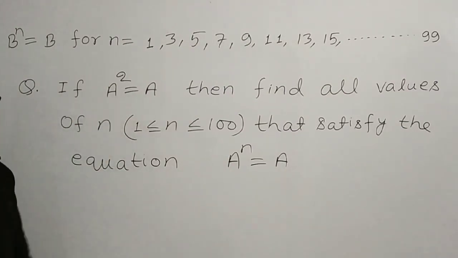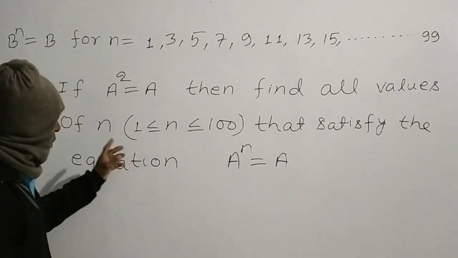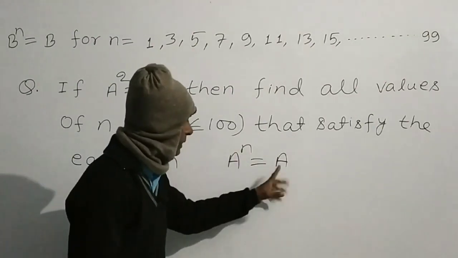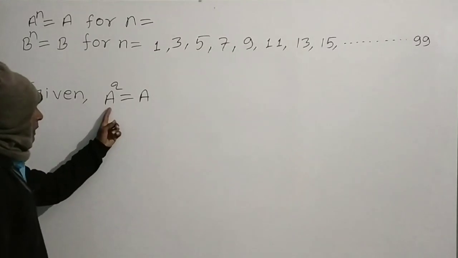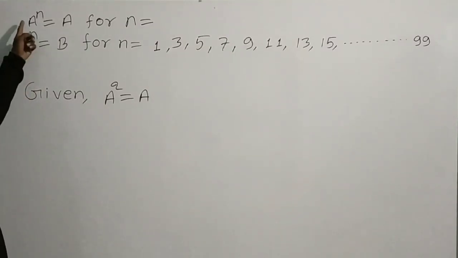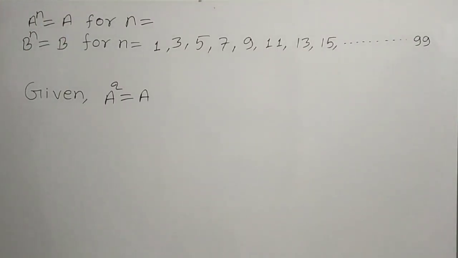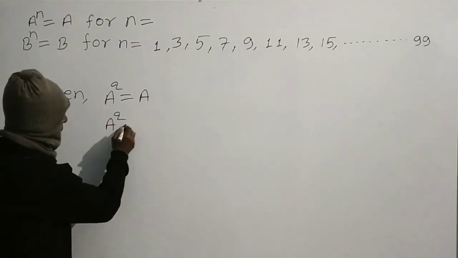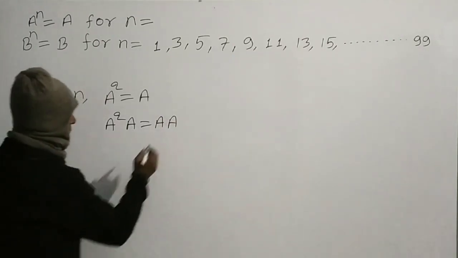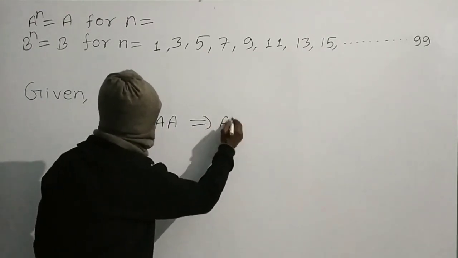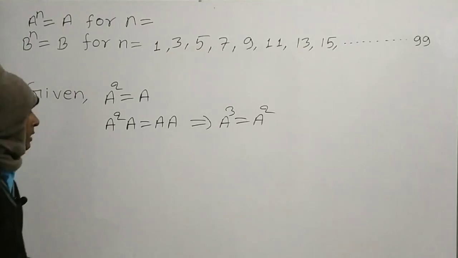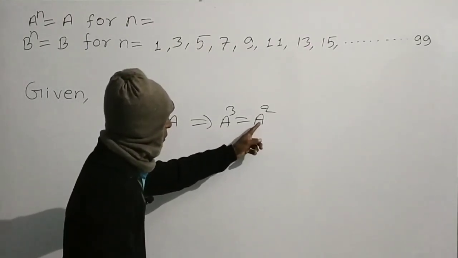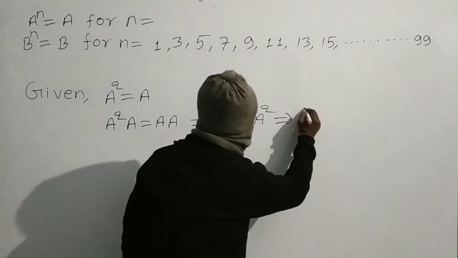If A square is equal to A, then find all values of n from 1 to 100 that satisfy this equation A to the power n is equal to A. Given A square is equal to A, and we have to find the solution of this equation A to the power n is equal to A. When we multiply both sides of this equation by A, we get A square times A is equal to A times A. This implies A cube is equal to A square, but A square is equal to A. Therefore, we can write A in place of this A square. This implies A cube is equal to A.